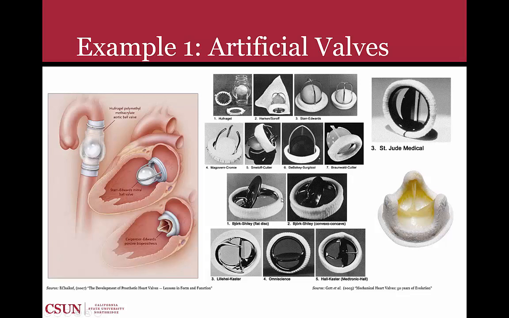What I didn't mention were these other disc valves. When the ball valve didn't work, they replaced the ball with the disc, and this did much better. But there were still some problems with the slamming of this disc, and so these are not really used anymore. What they're using now are these bioprosthetic valves here.